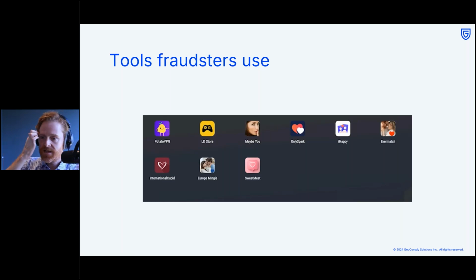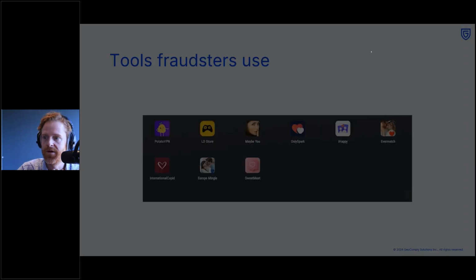So yeah, this screen here is all the tools that they use, most of them being dating apps, but the most important one being a VPN, because most organizations are still focusing on an IP. They're still trying to find where a person is based on the IP address that they have. The problem with that is it's very easy to appear somewhere else, and we'll look at some examples of how easy it is to appear somewhere else.